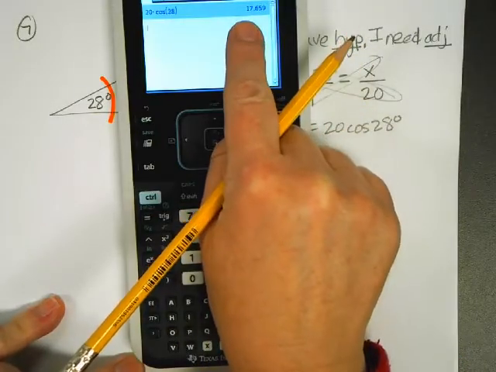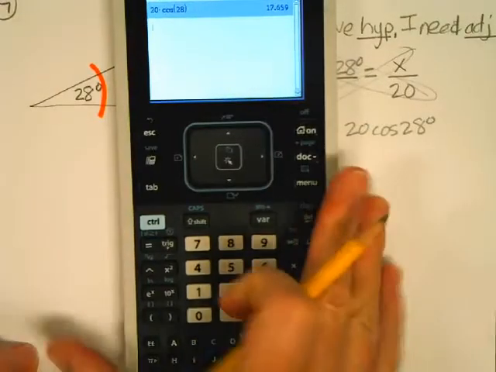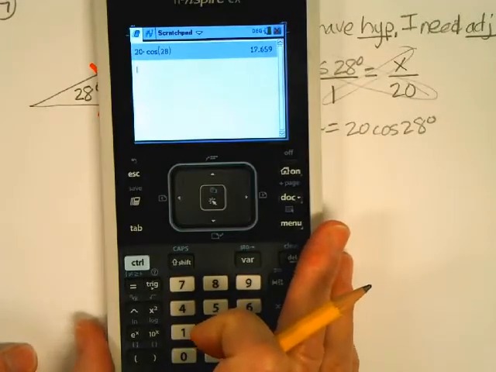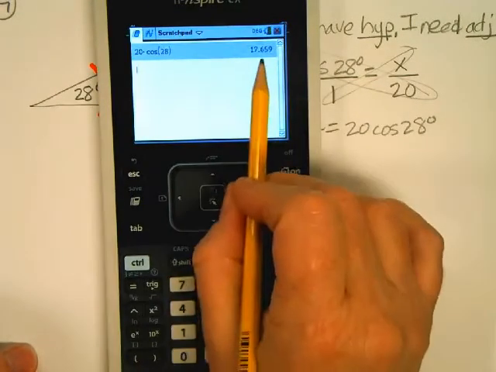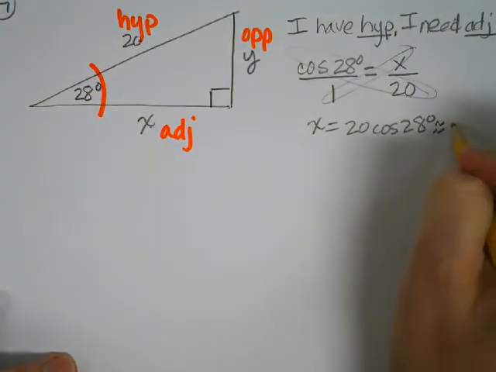So 17, well, you probably can't see that, but if I do that on the calculator, it's a little better. 17.659. I'm just going to put 17.6.